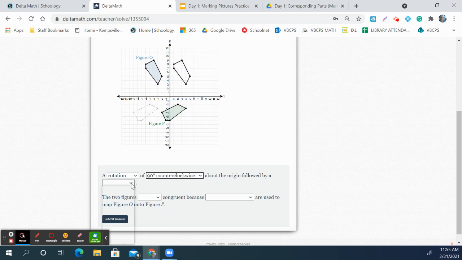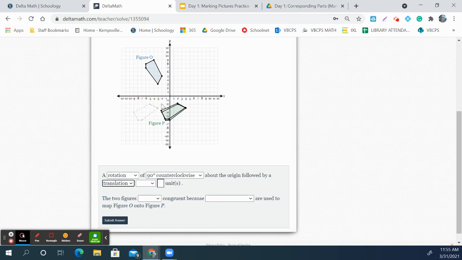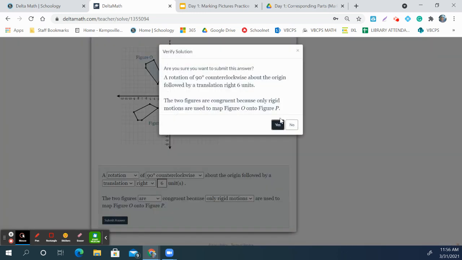followed by a translation. That's a slide, just linking these together, of 1, 2, 3, 4, 5, 6 units to the right. The two figures are congruent, correct? They're all the same size, just like we looked at in IXL. This is my computer screaming that I have too many tabs open. If they are congruent, they are rigid. They have not changed. Dilations are the only ones that are not rigid. So a rotation, a reflection, and a translation are going to be called rigid. We haven't looked at that vocabulary. I think I've asked you to do 4 of these.